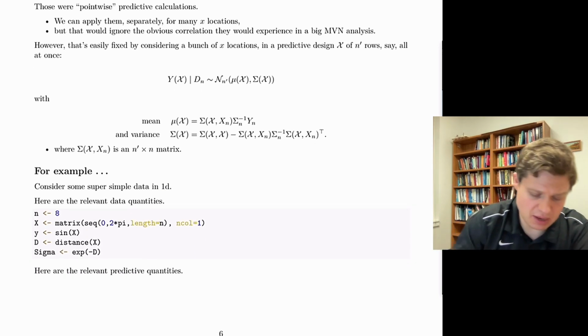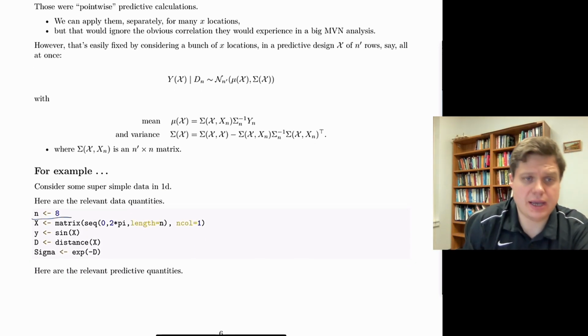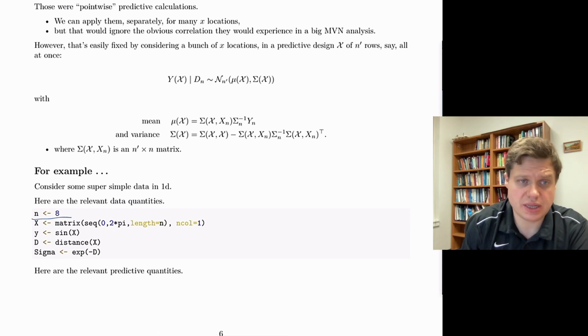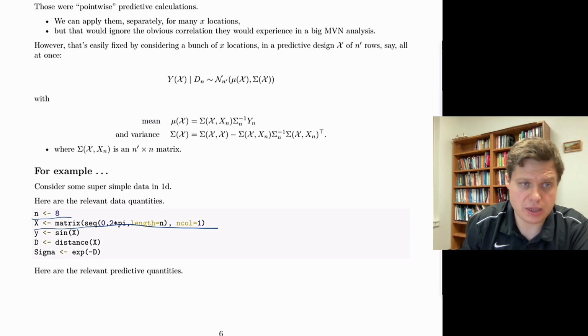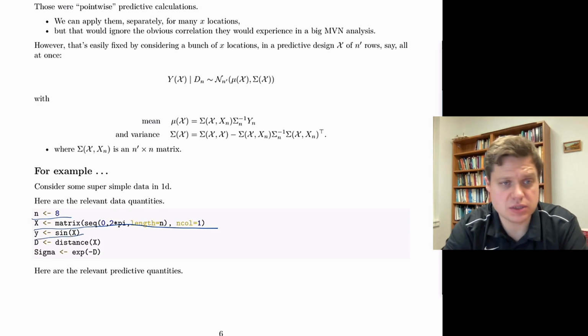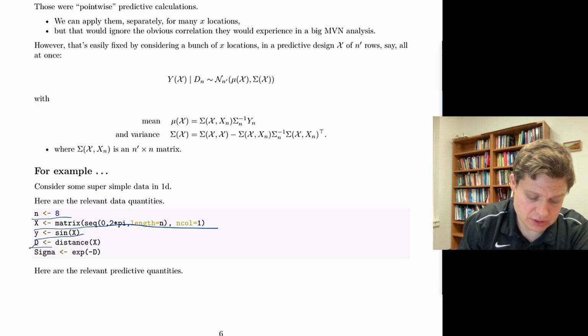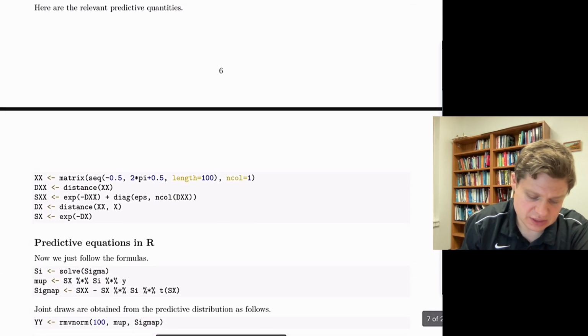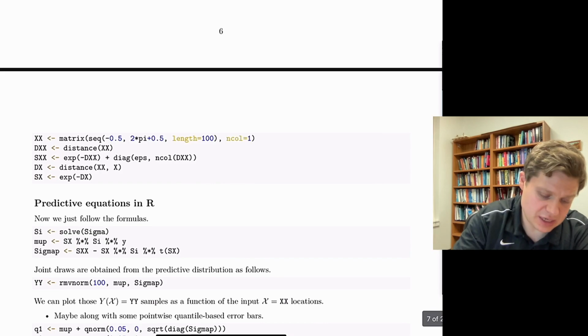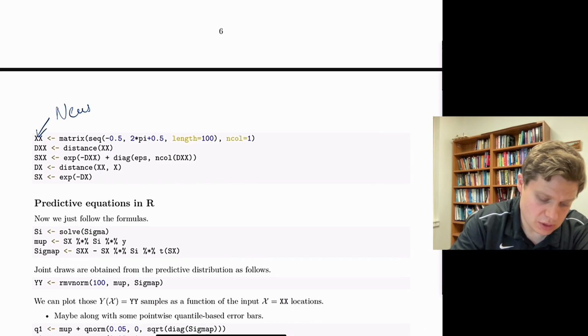So let's do a simple example. Let's say we have n equal to 8 observations in the data set. And then x is just a sequence between 0 and 2 pi, and we'll try to model the sine function. Again, we're just using the simplest covariance function. We calculate the pairwise distance and then take the exponent of the negative of those distances. And let's say we want to predict the new values for the new x values for which I want to predict.